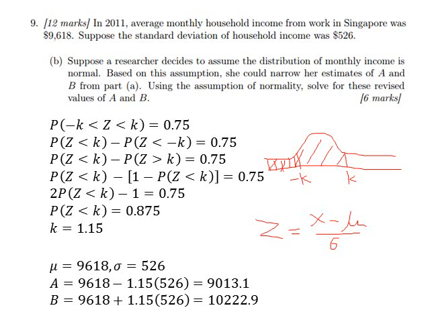Okay, and now we have to find the bounds. For this part, this will come in useful. We know that Z equals X minus mu over sigma. This is simply the standardization formula. So we know mu and we know sigma. We can just plug in the values to find the values of A and B respectively. Alright, so we find that the value of A is 9013.1 and the value of B is 10222.9. This means that 75% of the observations, if you assume a normal distribution, will fall between these two values. Okay, and that's the end of question 9.